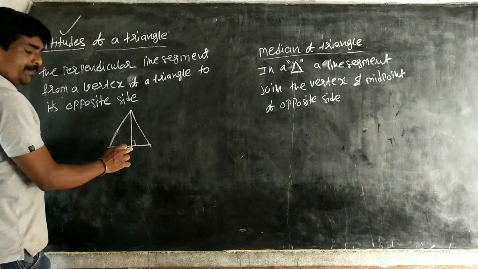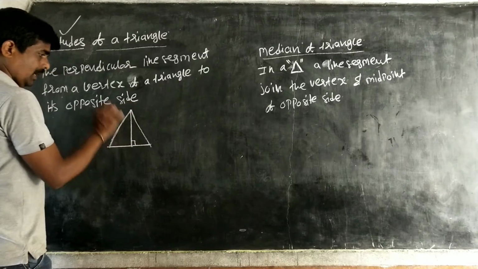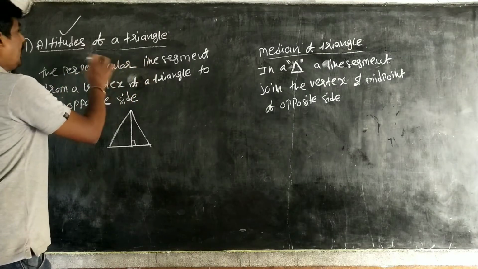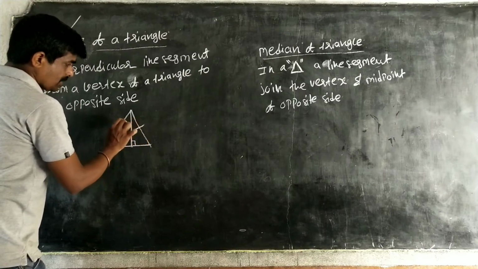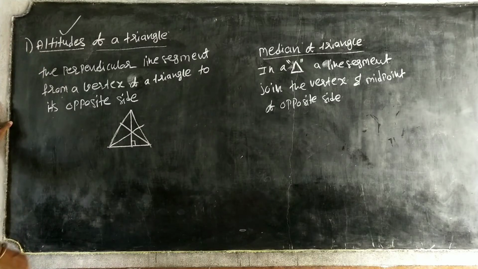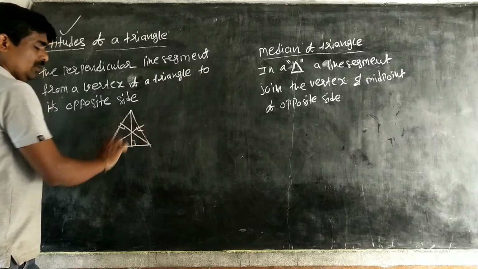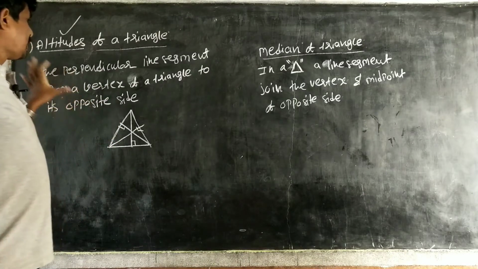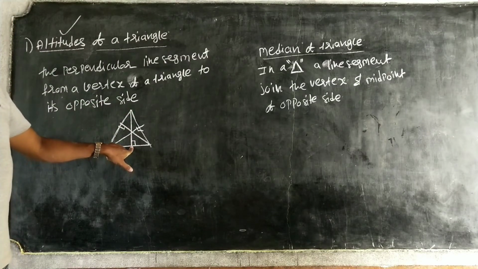Whether it is at the midpoint or not, we do not bother about that. This is called the altitude of a triangle. A triangle has 3 altitudes. Whether these 3 altitudes join at one point or not, we will see in the next class. So an altitude is the perpendicular distance from a vertex to the opposite side.